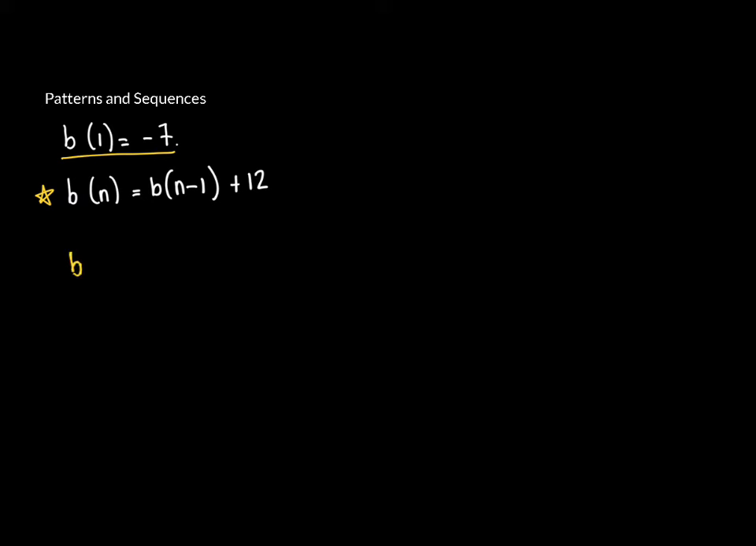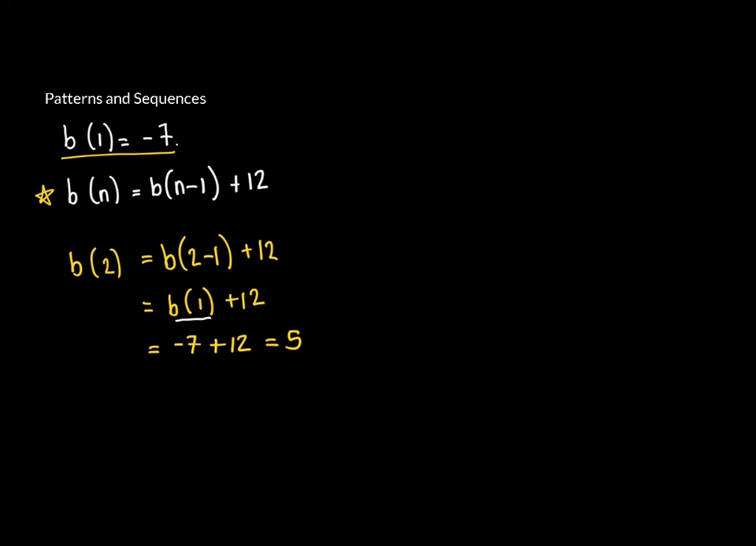We're going to get B2 is equal to B multiplied by (2 minus 1) plus 12. And this is going to be equal to B, and in brackets, I'm going to keep 1 in there, plus 12. And the reason why this is important is because we know what B1 is. They've given us what B1 is. B1 is equal to -7. So now I'm going to replace B1 by -7, and it's going to give me a particular answer. So I'm going to get -7 plus 12, that's 5.